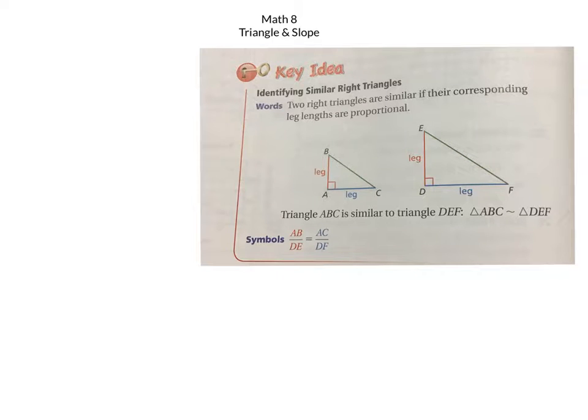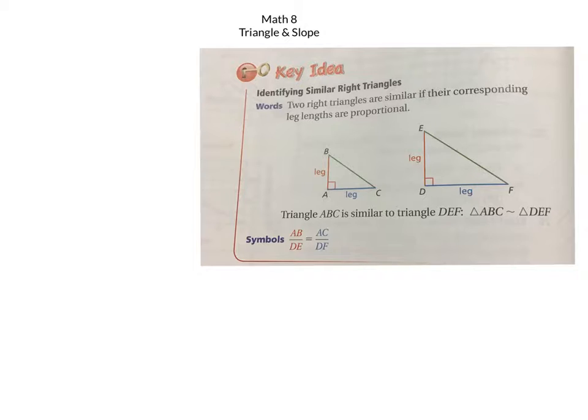Okay, so for this lesson, we are going to identify similar right triangles. Two right triangles are considered similar. That is a mathematical word. I know that seems weird, but similar is used as a mathematical word. They're considered similar if their corresponding leg lengths are proportional, meaning it could be a simplified fraction of itself.